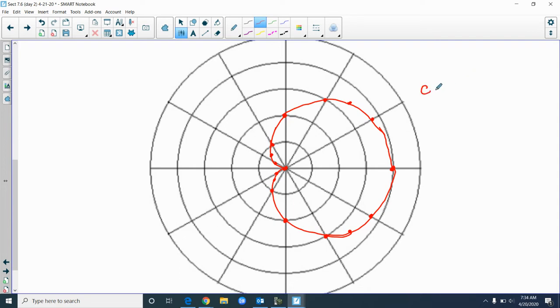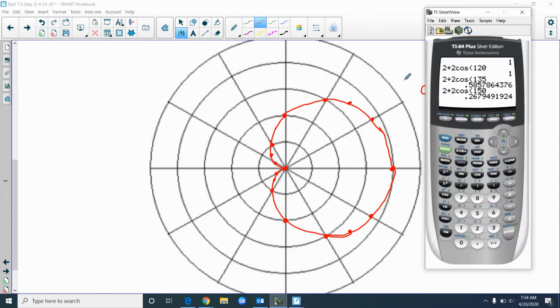This is called a cardioid because it looks a little bit like, those of you who are in health tech, it means heart. So it looks a little bit like a heart. So it's called cardioid. You can graph these on your calculator. Let me go through and let me show you how to do this. Okay, but you got to be careful here.